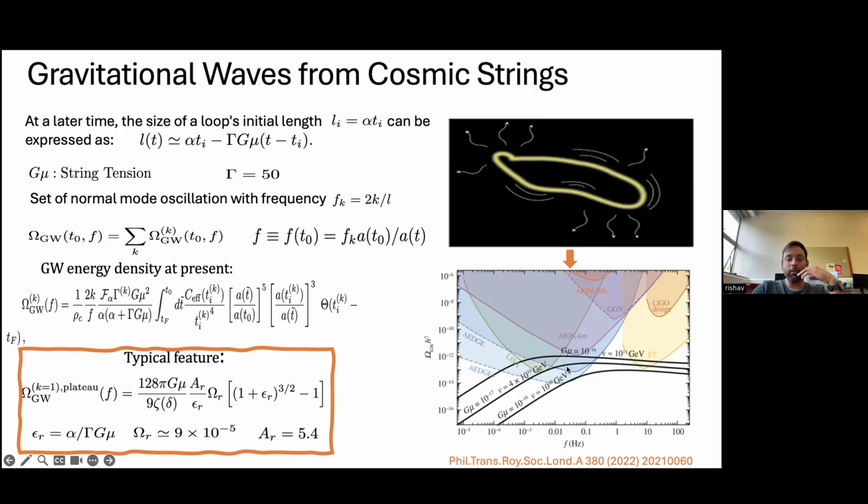Now the larger the G mu, the larger the amplitude, and hence tuning this G mu factor can help the spectrum enter different sensitivity curves. And again, depending on the choice of parameters, one can test that model in different gravitational wave experiments.